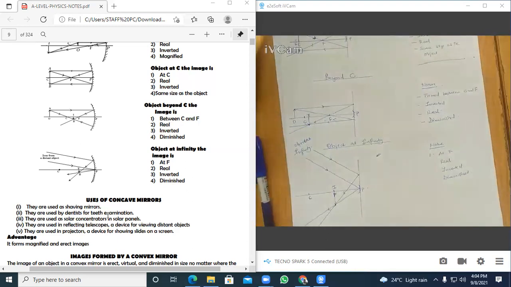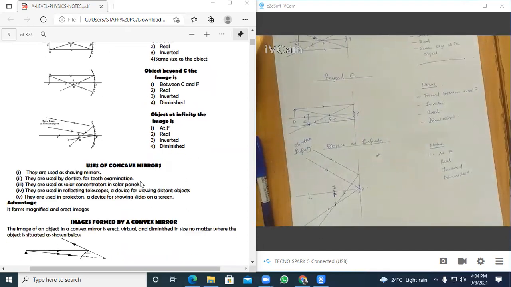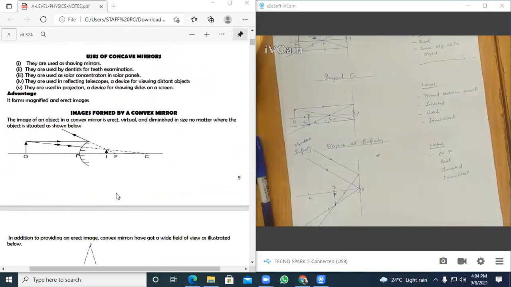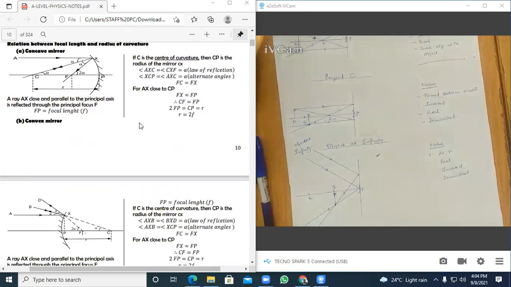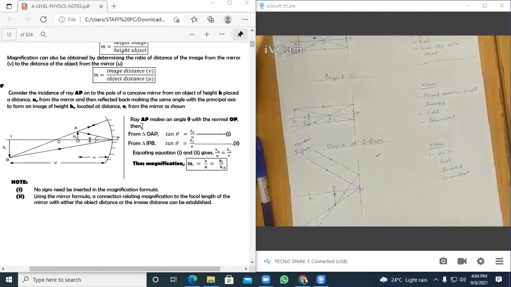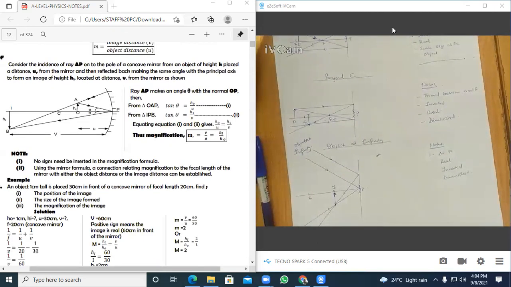So I would like to end here because I started early enough, and we had some interruptions with the power, but let us end here. Next time when we start, we shall start with images formed by a convex mirror, derivations here, and later magnification.